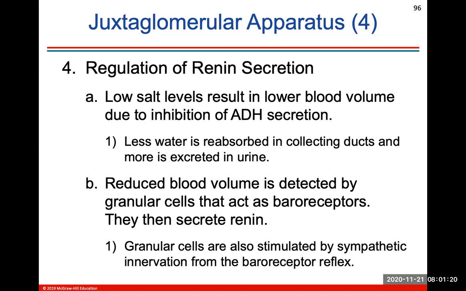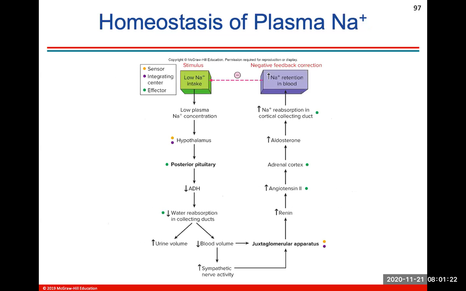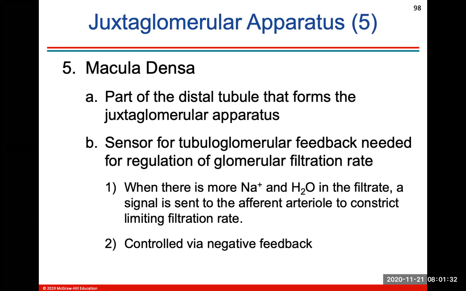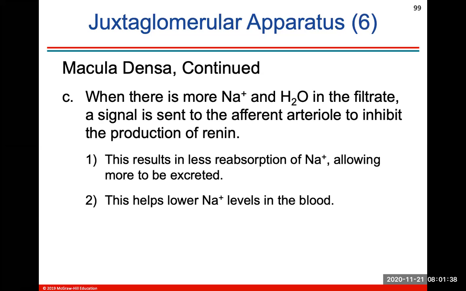So this goes through the regulation of renin stimulation, but all I want you to know is that if there is some sort of trauma situation, your blood pressure has dropped, renin will be secreted to increase blood pressure and increase blood volume. The macula densa is where the cells are that are able to sense any change in concentration of sodium or water.